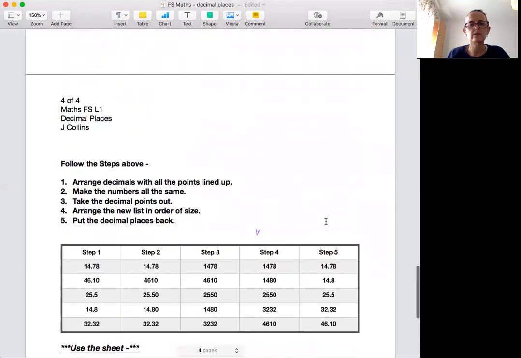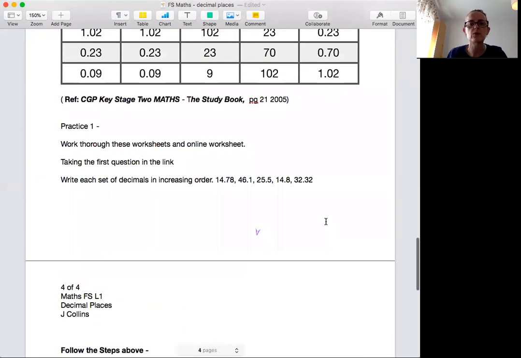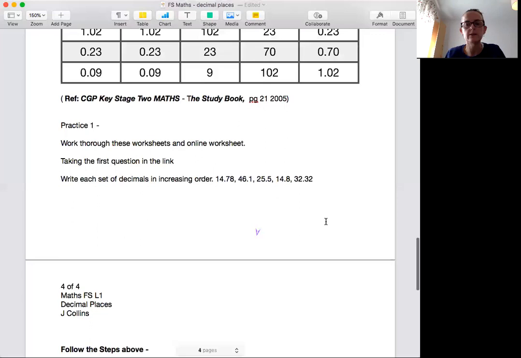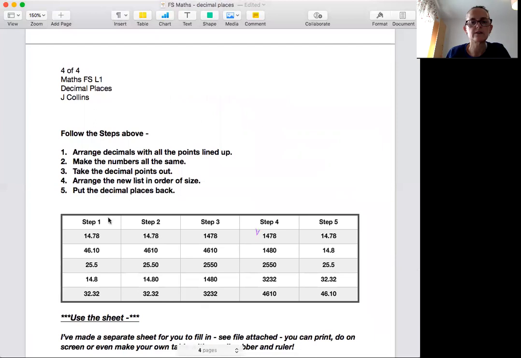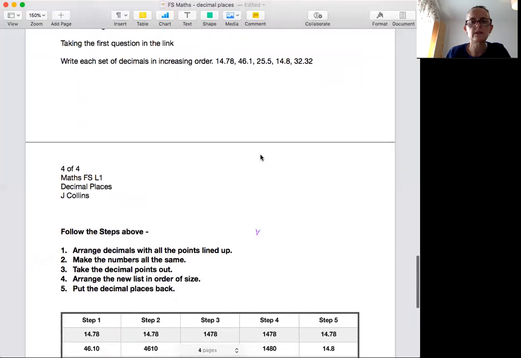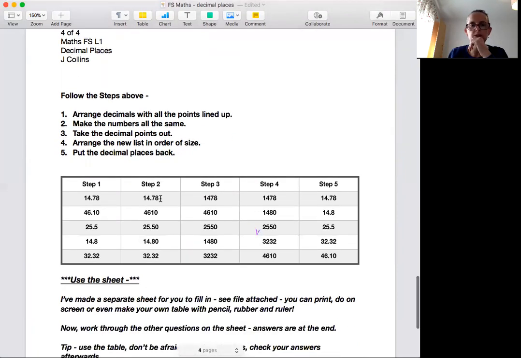So I'm not going to go through. I've just gone through an example with you, so it would be the same. But what I have done is I have worked through the first one with you so that you can check it and feel confident in yourself. So taking the first question in the link, write each set of decimals in increasing order. All of these numbers I've done in this table for you using the steps. Yes, in increasing order. So you're going from small to large. So you can do it on your own, but also check it with the steps that I've given you.